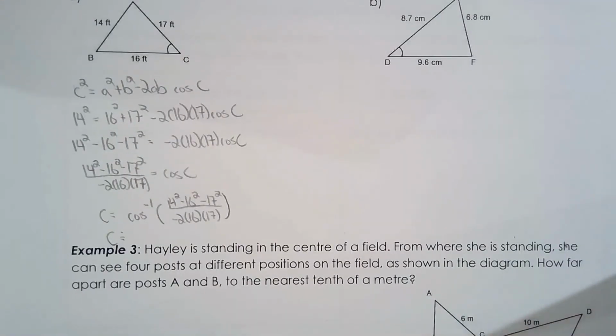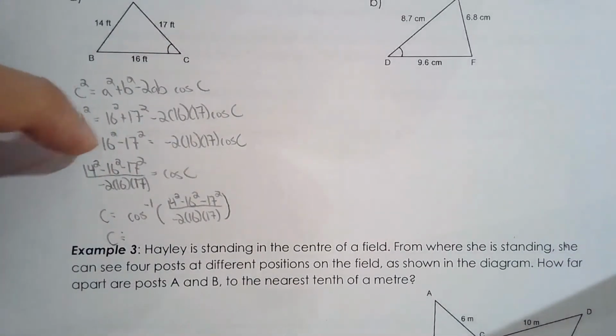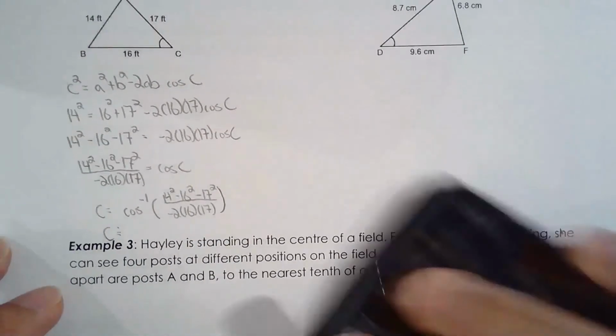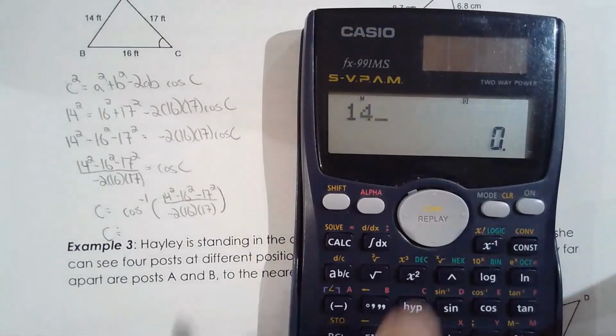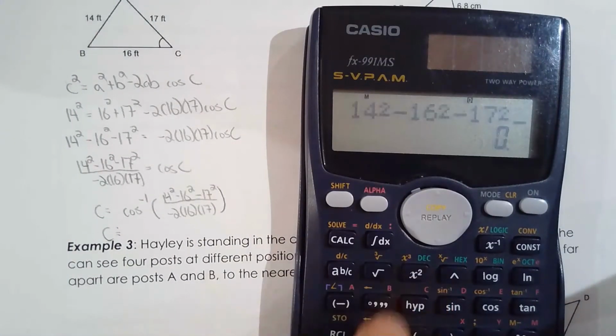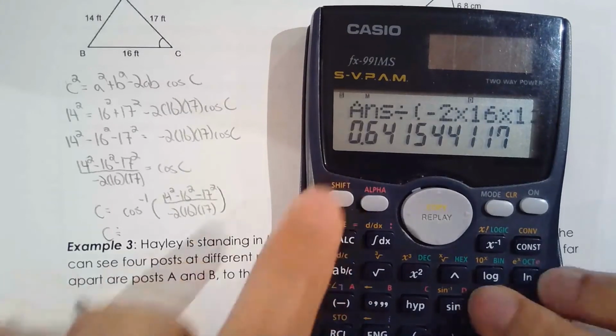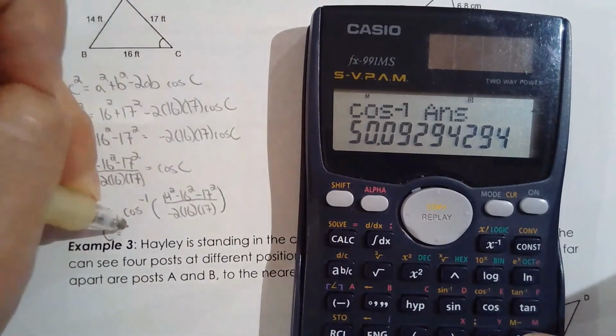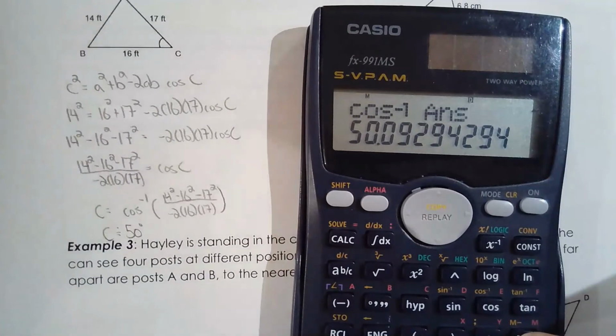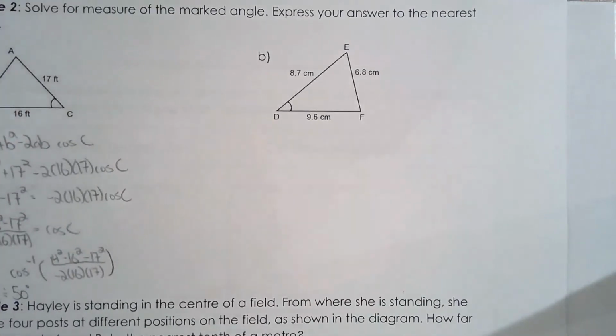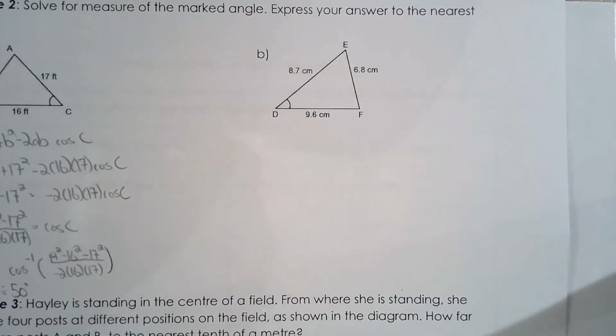All right. You can easily just punch this in the calculator, like find out what 14 squared minus 16 squared minus 17 squared is, but I didn't do that. Okay, divided by negative 2 times 16 times 17, and then inverse cosine, about 50 degrees. All right. So the other way of doing it is just to know the formula, okay? But unfortunately, that requires you to memorize the formula.